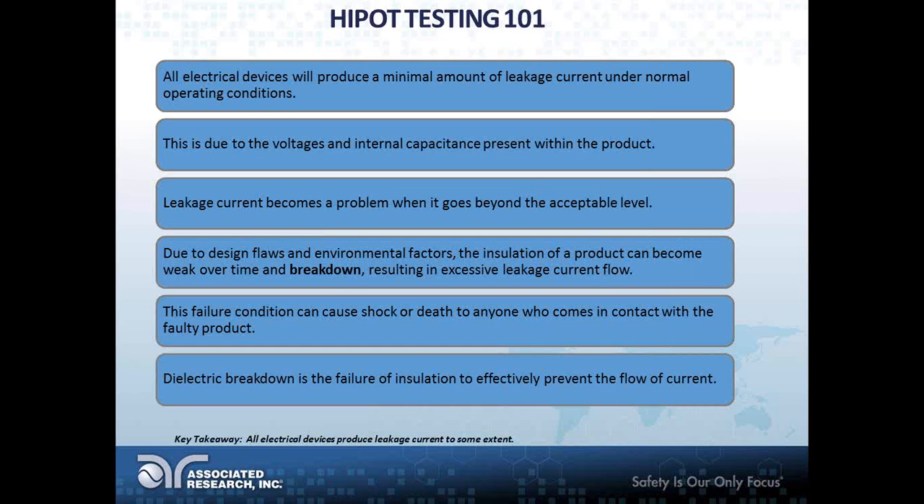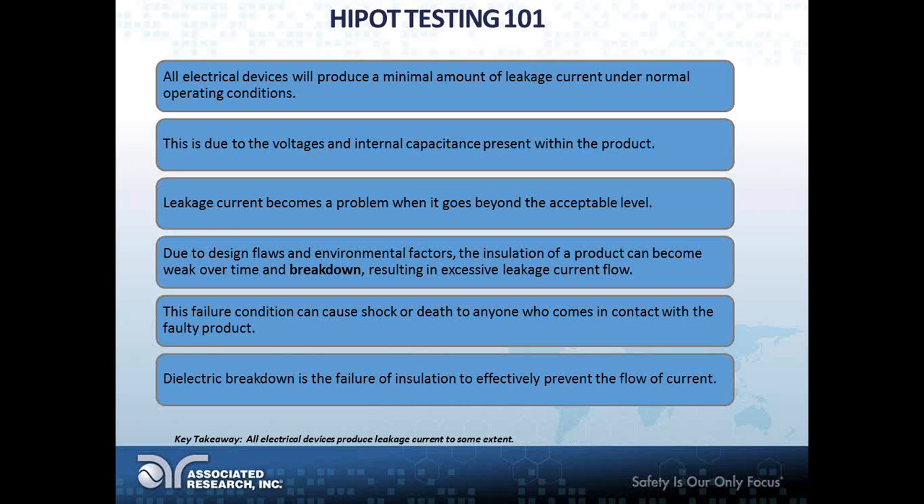So we know that all electrical devices will produce a minimal amount of leakage current under normal operating conditions. Even devices as small as our cell phones have some leakage current flowing on the surface, but it's so small that it's beyond the perception level of human beings, so we don't feel it, but it's there. Why is that so? It is due to the voltages and internal capacitance present within the product.